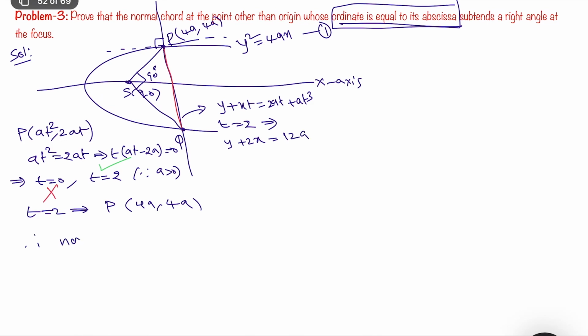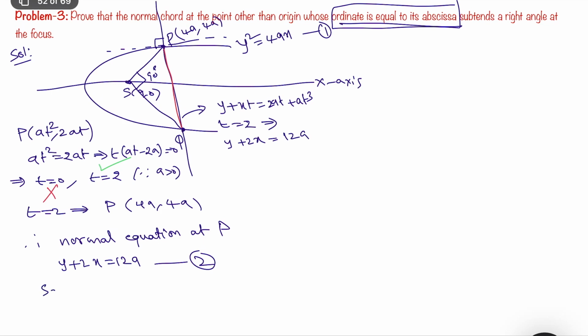Therefore the normal equation at P is going to be y plus 2x equal to 12a. Let's call it 2. Now we want to get hold of the coordinates of the other end point of this normal chord PQ. We can see that Q is the intersection point of this normal line and this parabola. So we can solve 1 and 2 to get the coordinates of Q.